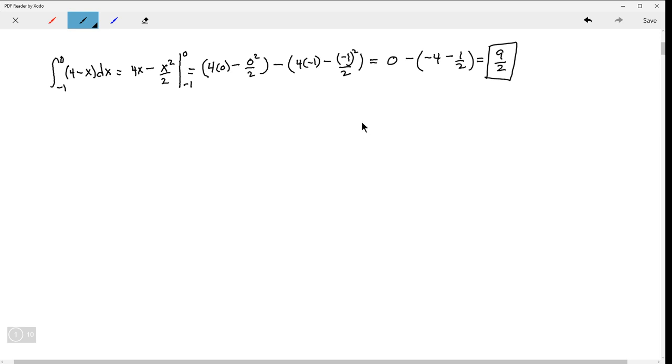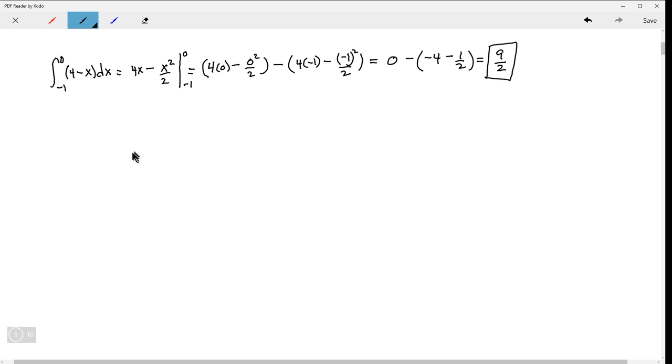Let's see if I jump down a little further. Just so you can follow along if you want to, I am on page 453 in the book, which is where your homework is going to come from. And that was number 20.